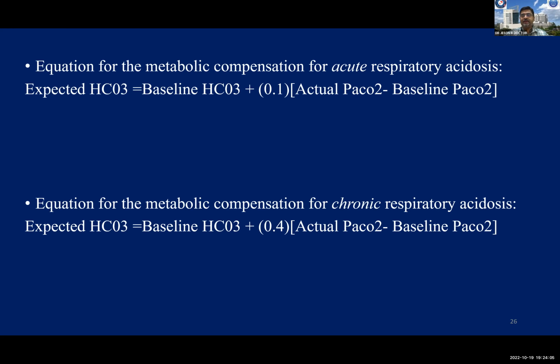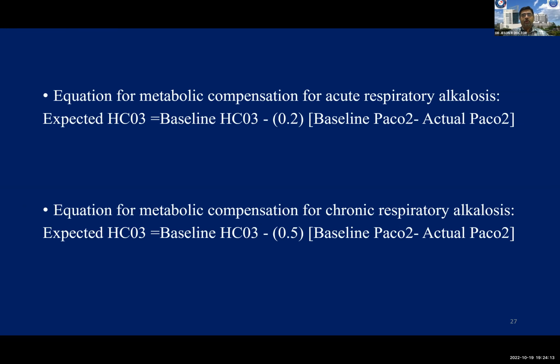I'll come to that when I discuss the case scenario, and it'll become a little clearer. So this is for acute and chronic respiratory acidosis. We move on to acute and chronic respiratory alkalosis, where the expected bicarb is less. So baseline bicarbonate minus, whereas there it was plus, because the compensation in acidosis will be elevation of the bicarb, whereas in respiratory alkalosis, the bicarb will try and come down to get the pH lower. So baseline bicarbonate minus 0.2 into delta PCO2 for acute, and 0.5 into delta PCO2 for chronic respiratory alkalosis.